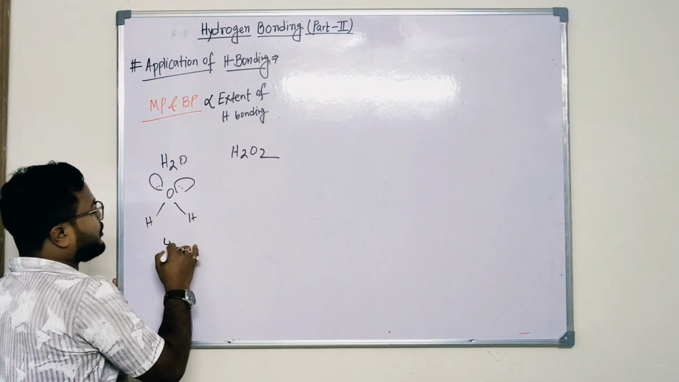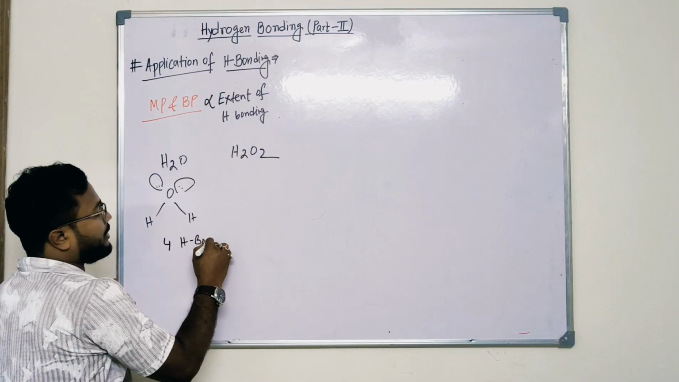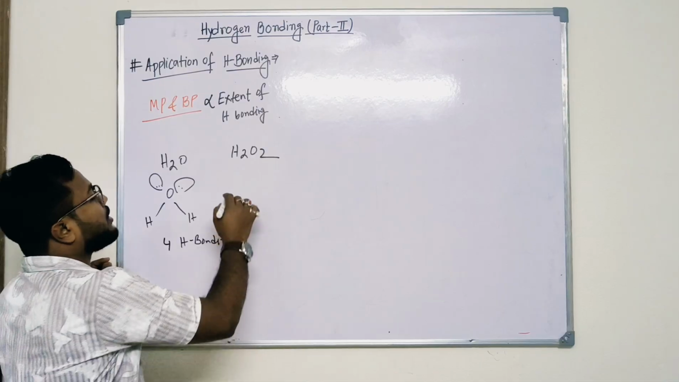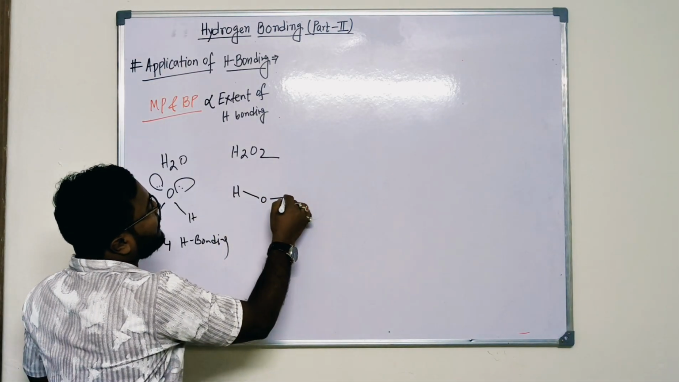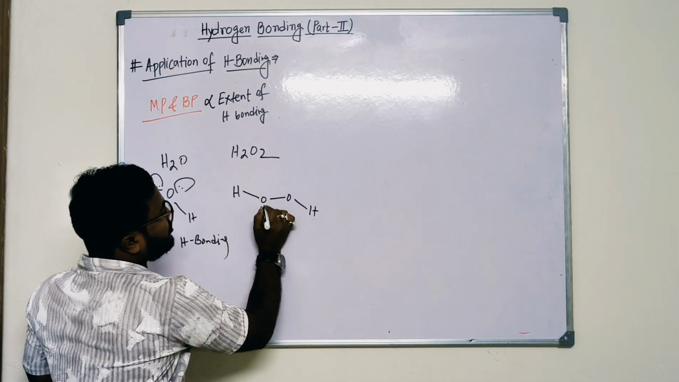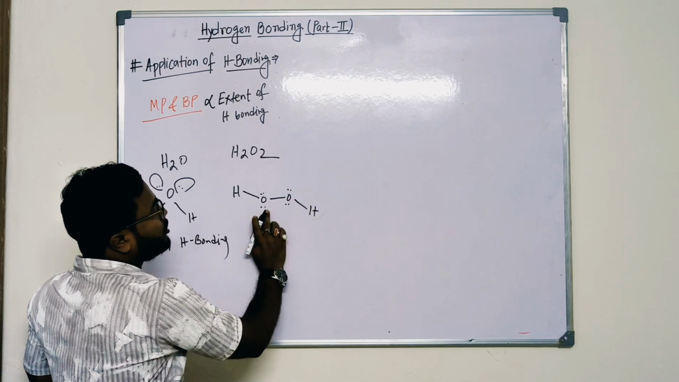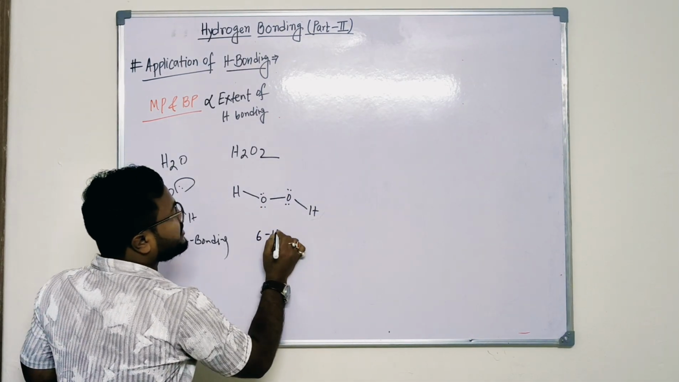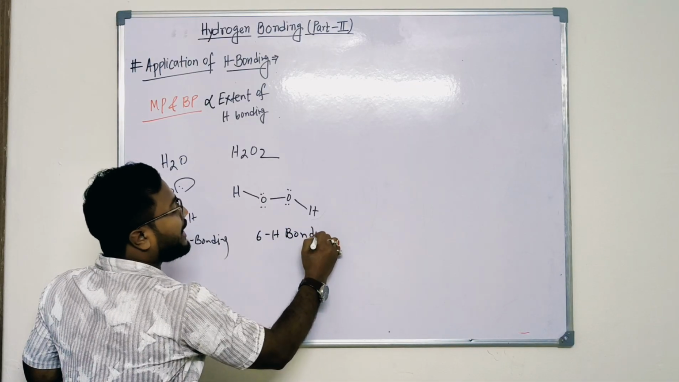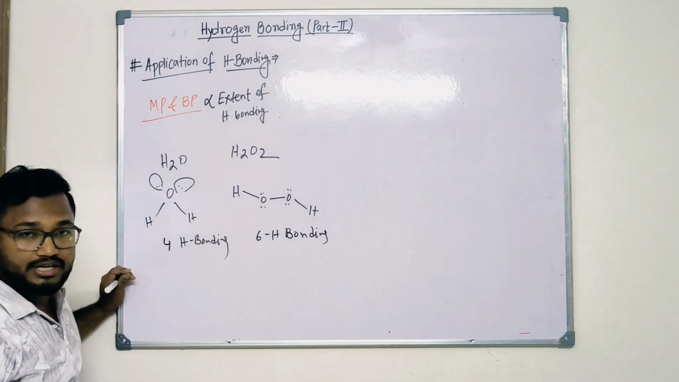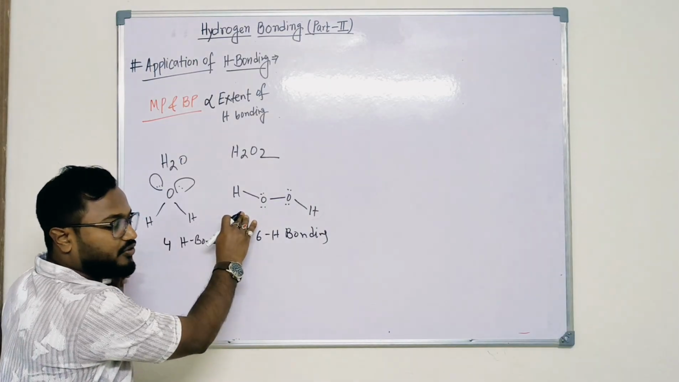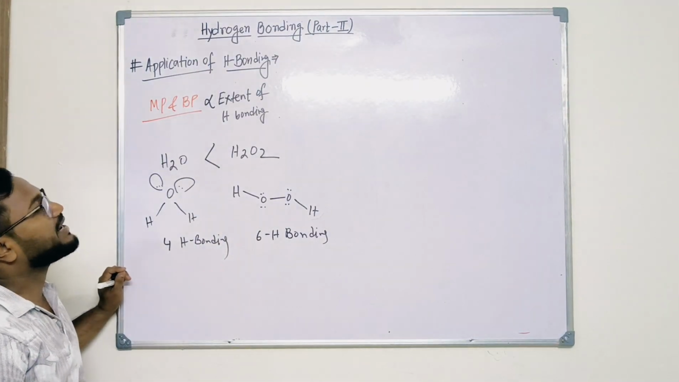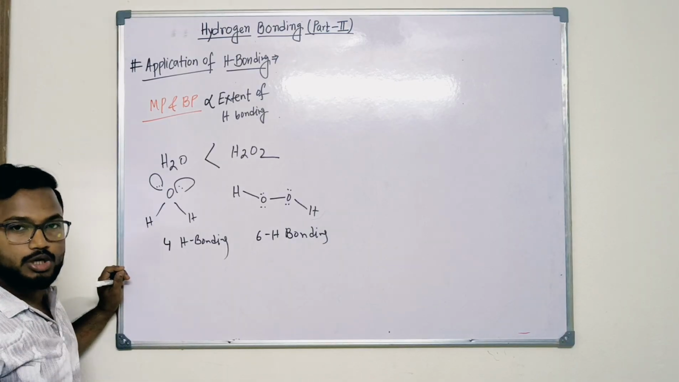So 2 and 2, total 4 hydrogen bonding is happening here. In this case, for H2O2, check out H connected with O, another O connected with another H: 1, 2, 3, 4, 5, 6, 7, 8. 2 and 2, 4, and 2 hydrogen, total 6. Here 6 hydrogen bonding is happening. As a result, melting and boiling point for H2O2 will be greater than water. So you can say that extent of hydrogen bonding is directly proportional to melting and boiling point.